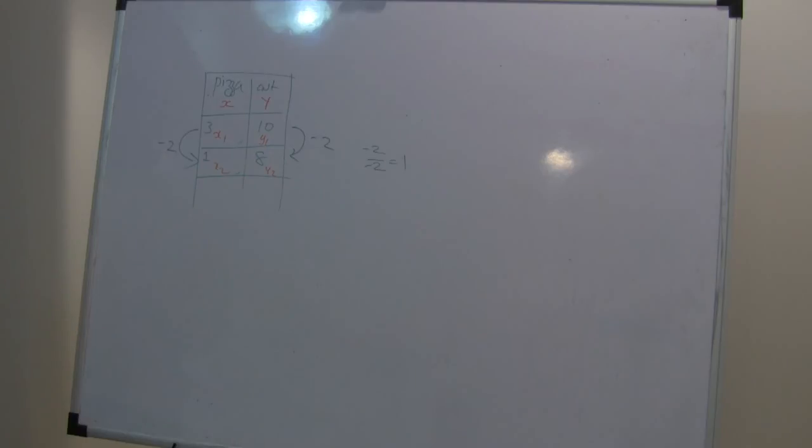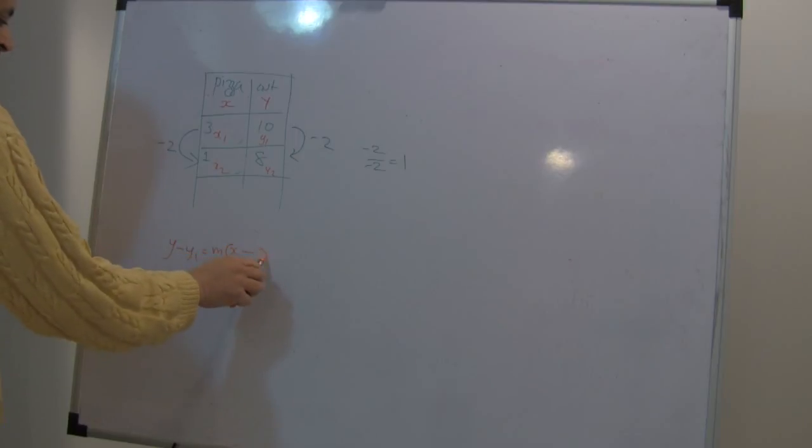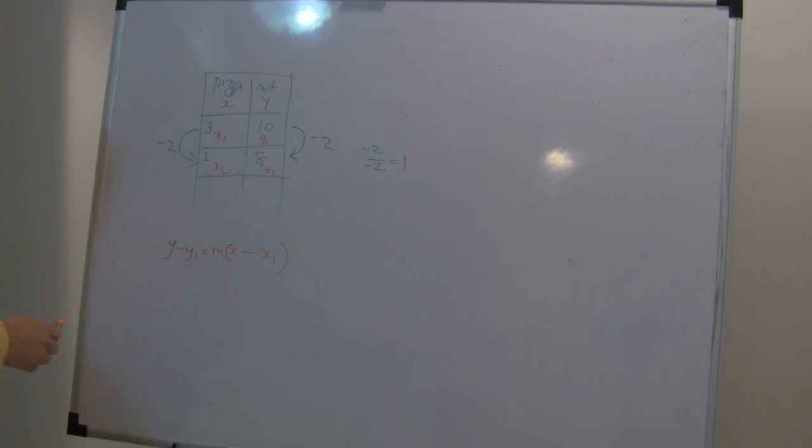Okay. So first, step number 1, you can use this equation y minus y1 equals slope, which is m, times x minus x1. Okay? So what's y1 here?